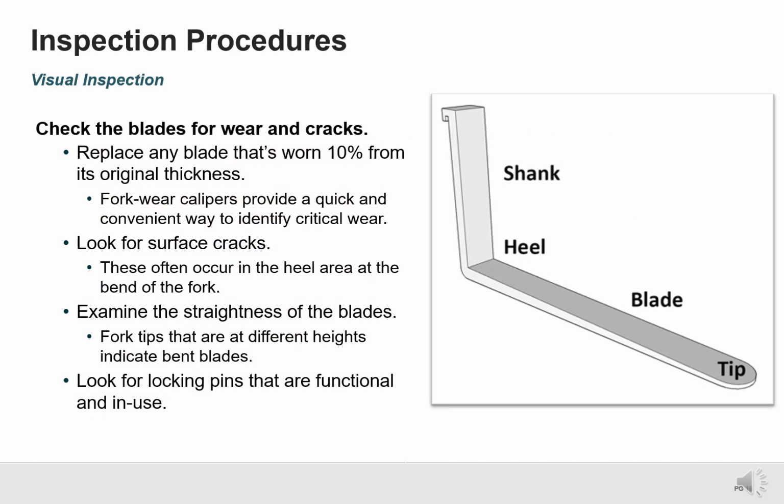Inspect the forks for wear, cracks, and overall condition. If a fork is worn more than 10% from its original thickness, it must be replaced. Look for surface cracks, especially in the heel area where the fork bends. Check that both forks are straight and even. Uneven fork tips may indicate damage. Also confirm that locking pins are in place and functioning properly. If any defects are found, remove the forklift from service.